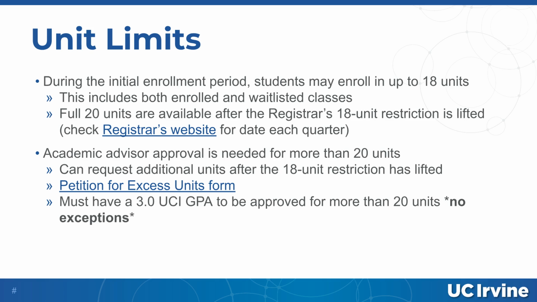The date on which this restriction is lifted can be found on the quarterly academic calendar, accessible through the registrar's website. If you wish to enroll in more than 20 units, prior authorization from an academic advisor is required. To request this authorization, you may submit the Petition for Excess Units form. Please note that a minimum cumulative UC GPA of 3.0 is required in order to be approved for enrollment in more than 20 units once the 18-unit restriction has been lifted. A 3.0 cumulative UC GPA is an absolute requirement, no exceptions.